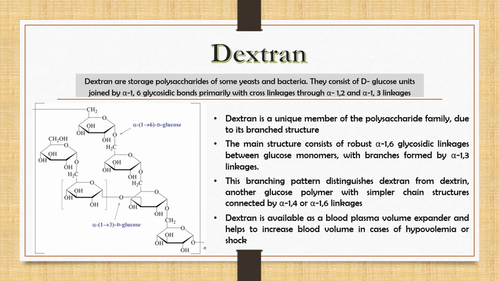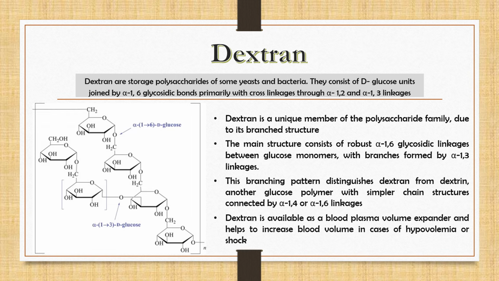Dextran. Dextran is a unique member of the polysaccharide family. Formed by the condensation of glucose molecules, dextran differs from the conventional glucan due to its branched structure. The main structure consists of robust alpha-1,6 glycosidic linkages between glucose monomers, with branches formed by alpha-1,3 linkages. These branching patterns distinguish dextran from dextrin, another glucose polymer with simpler chain structure connected by alpha-1,4 or alpha-1,6 linkages.